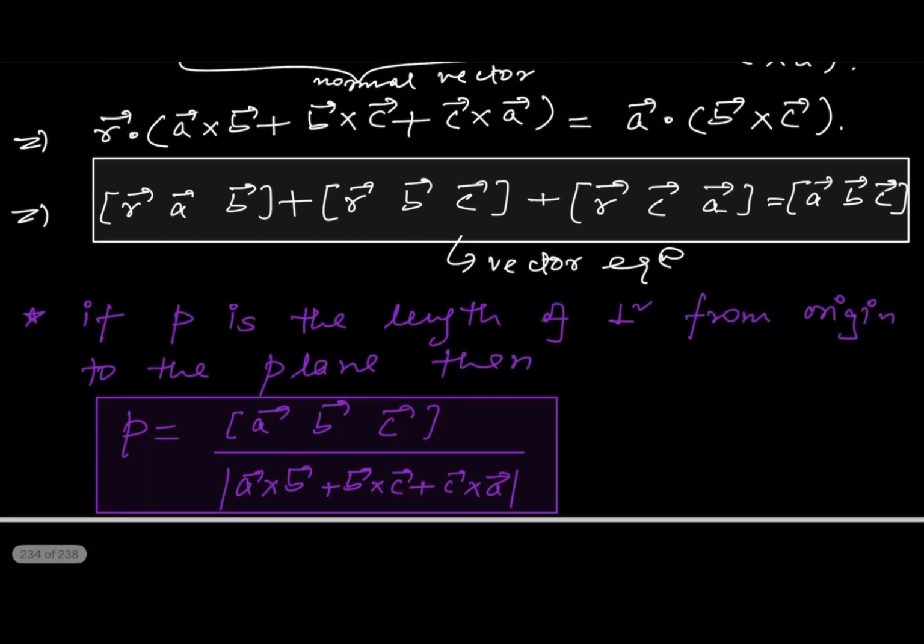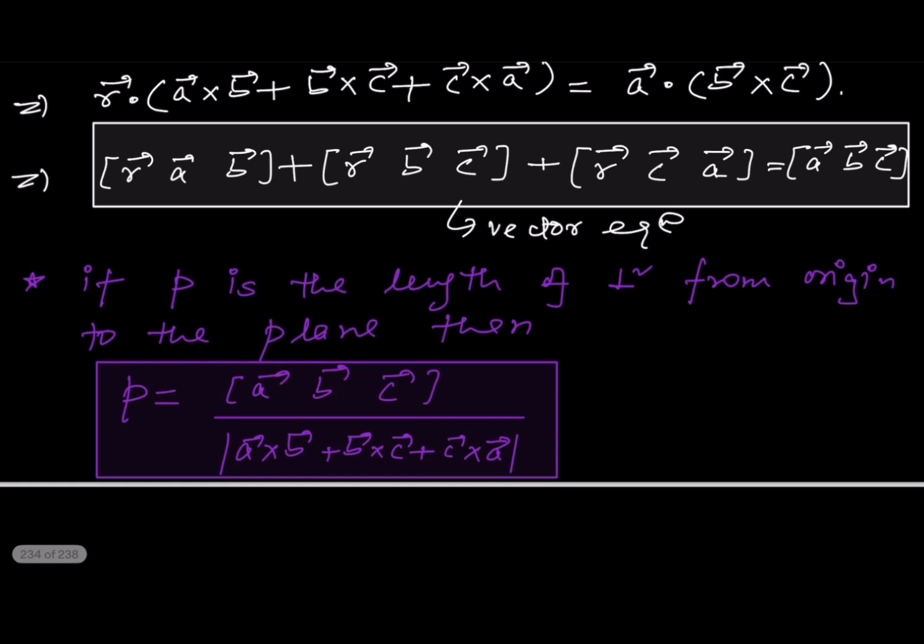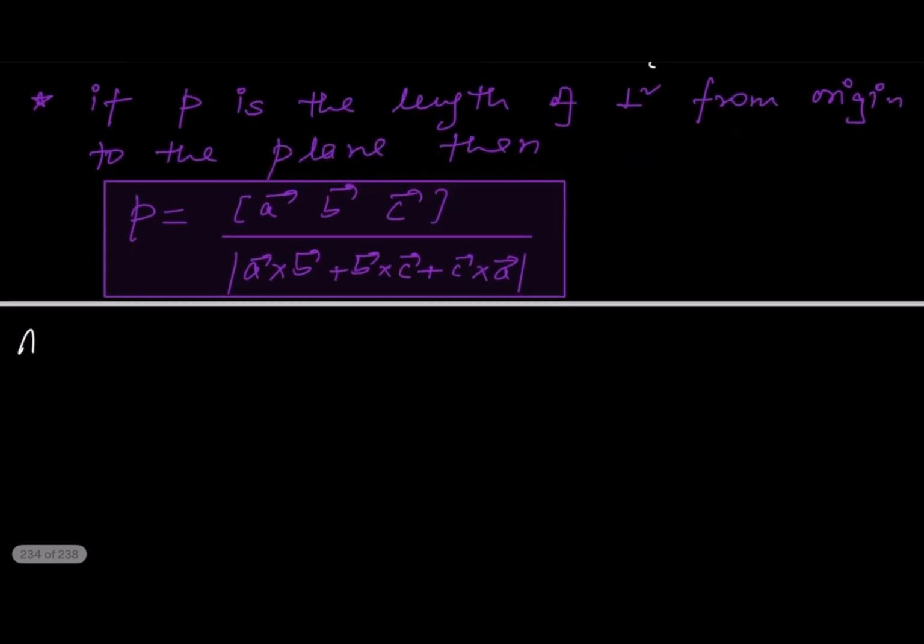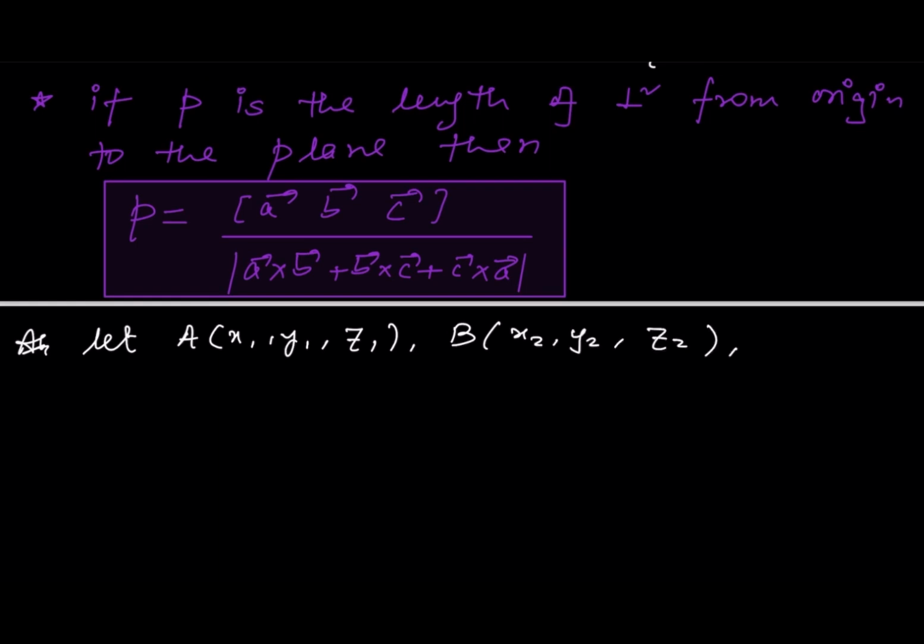Now we will also find the Cartesian form. Let us take A, B, C having coordinates x1, y1, z1, x2, y2, z2 and x3, y3, z3. So let A be x1, y1, z1, B be x2, y2, z2, C be x3, y3, z3 and P be x, y, z.